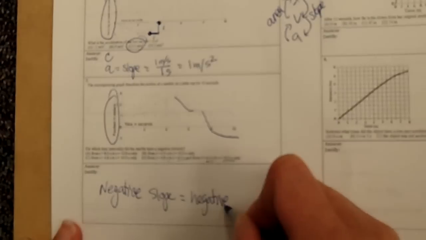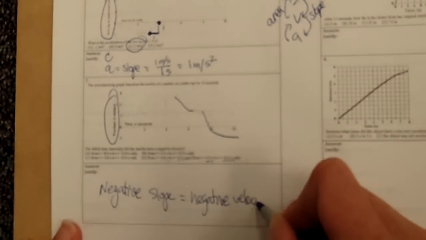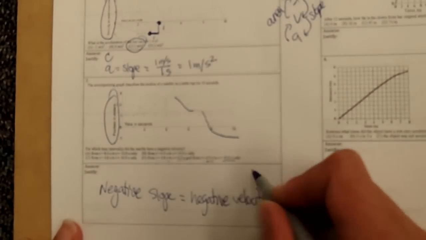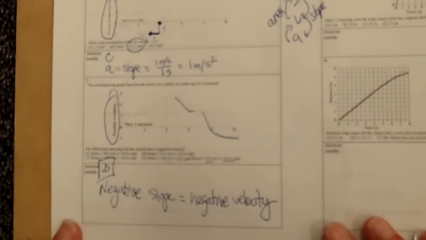Okay, so my justification is going to be negative slope equals negative velocity. So these justifications don't have to be really long, but they have to explain the way you're finding your answer.